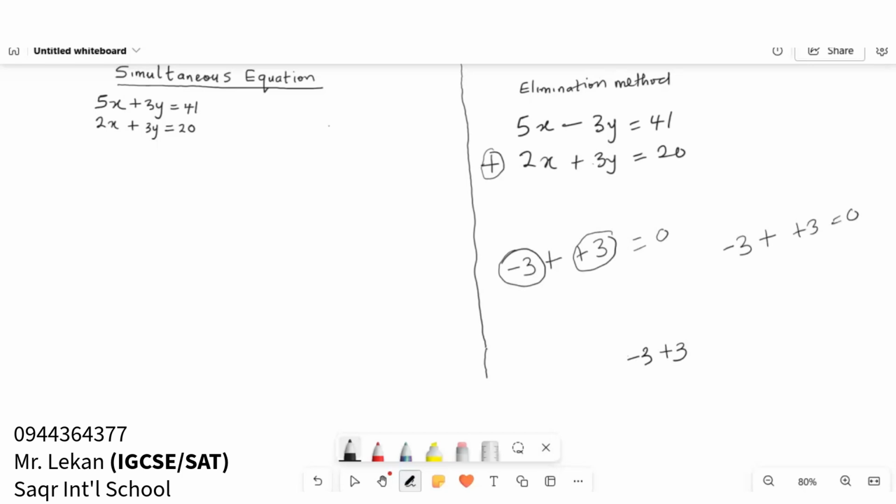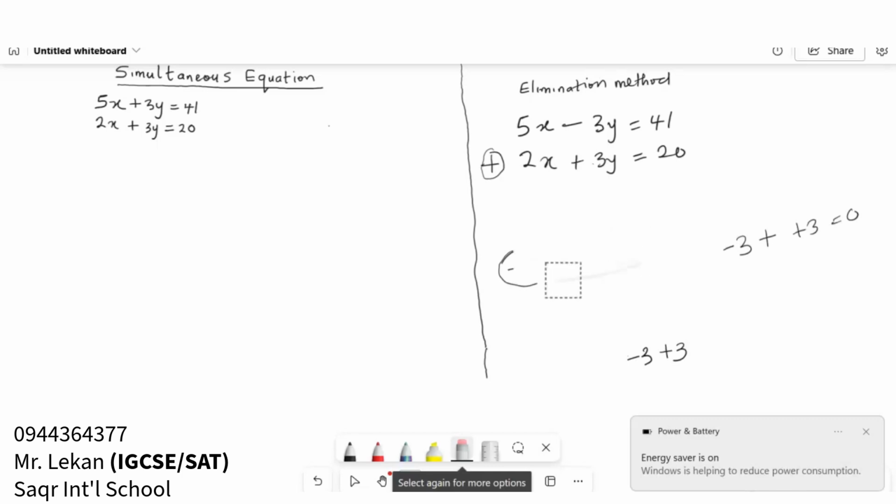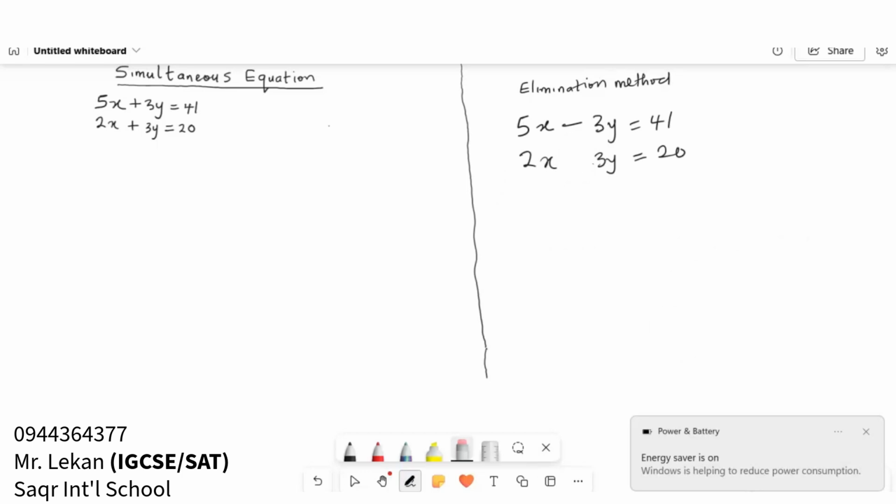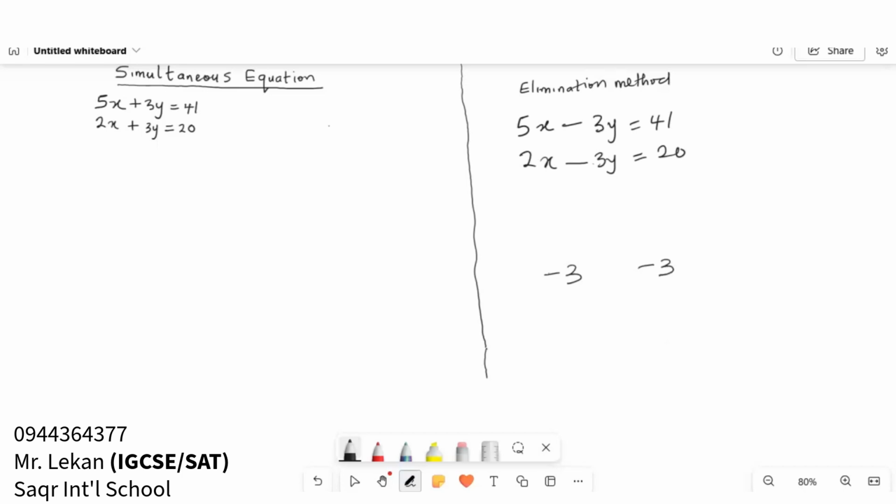Now, let me give you another case. What if it is also changed to this particular format? What if we have it this way? Let's assume both of them are negative. How can we handle this? Look at it yourself. I have right here now, I have minus 3. The other part, I also have minus 3. Now, how can I make this and this to become 0?